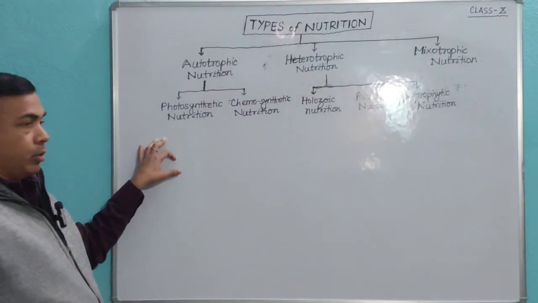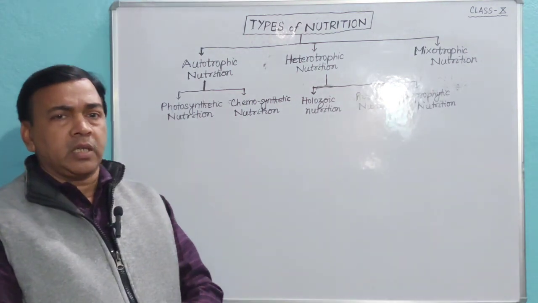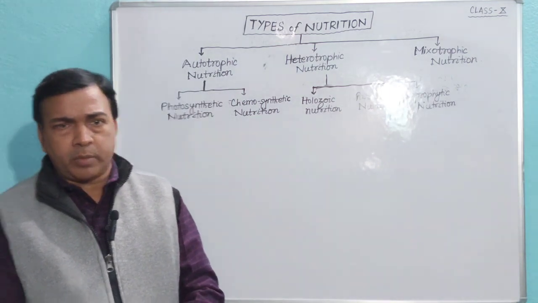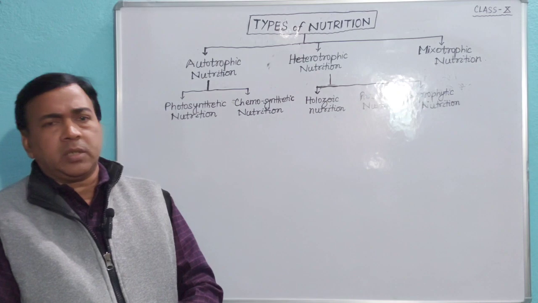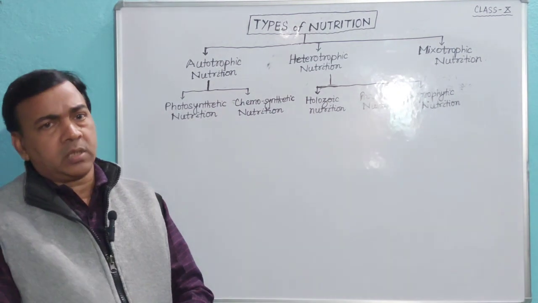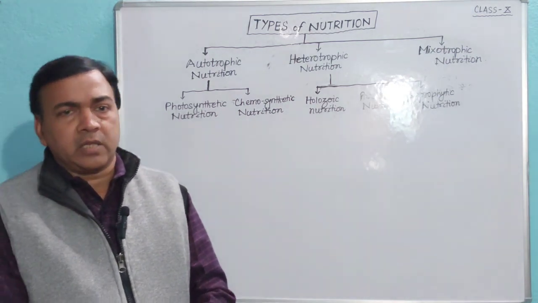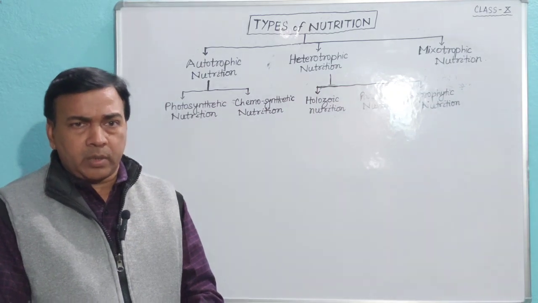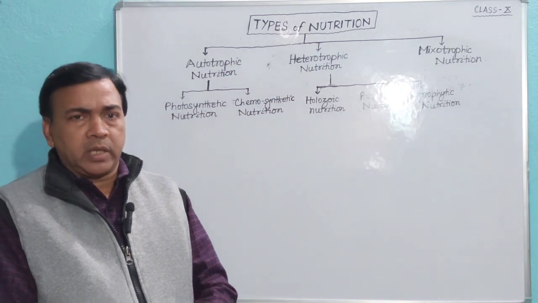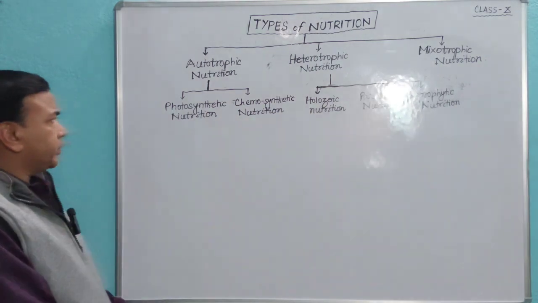So, what is photosynthetic nutrition? Photosynthetic nutrition is a type of autotrophic nutrition in which organisms prepare their own food from simple inorganic compounds like CO2 and water in the presence of sunlight and chlorophyll, and synthesize complex organic compound, that is glucose, and O2 is released as a byproduct. So here sunlight is being involved.